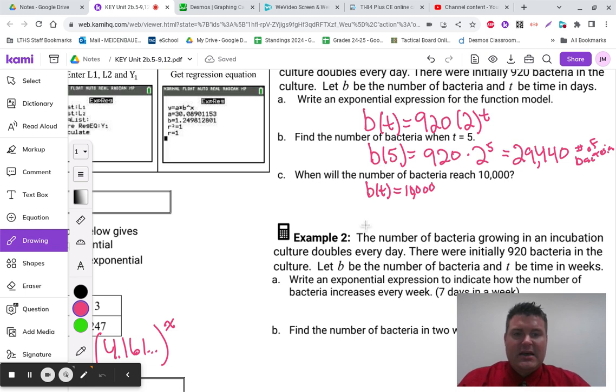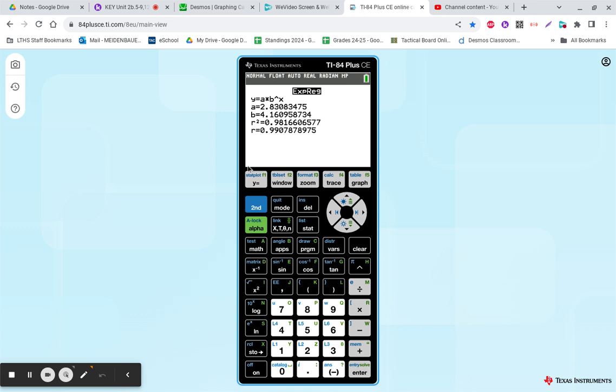How do I do this? I type into Y1 my B of T, which I have above in part A, and I'm going to type the 10,000 into Y2. So it looks like this. Go to my Y equals. I'll clear out that guy because that was from a previous problem. My B of T is this right here. They don't have a T, so I'll use the X and then 10,000 and find this intersection.